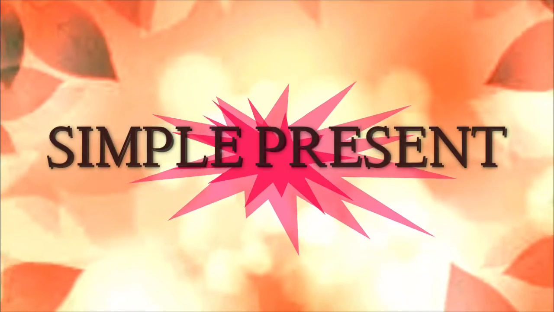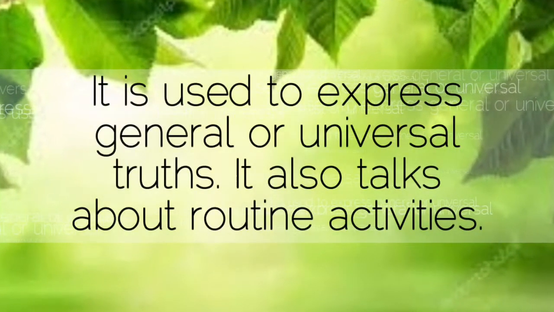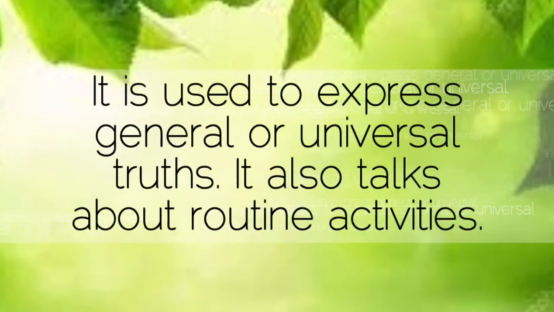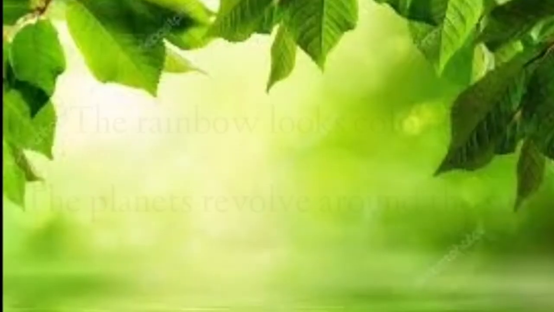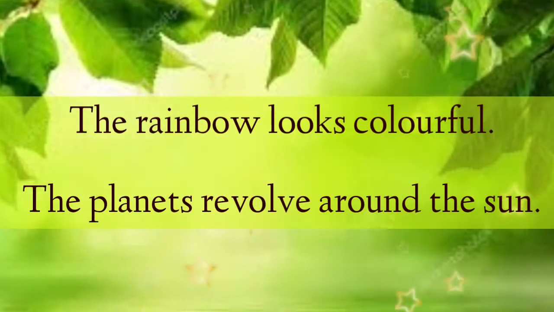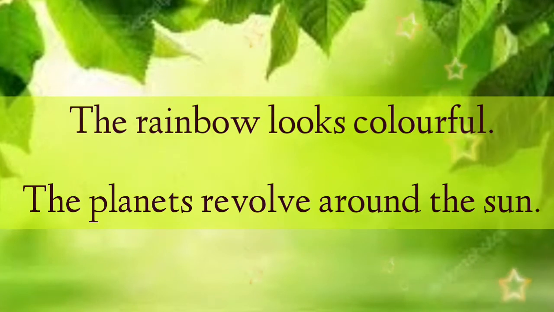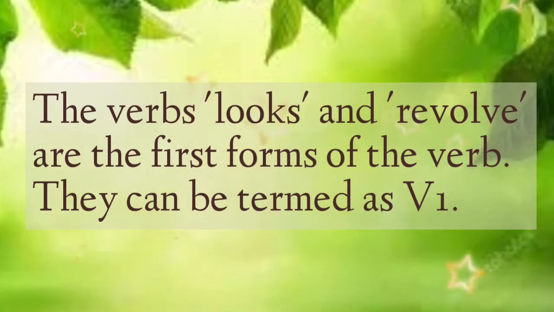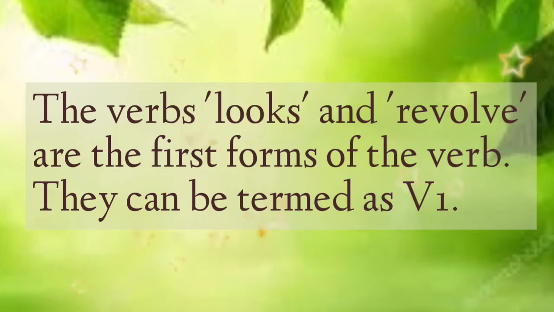Simple present. It is used to express general or universal truths. It also talks about routine activities. Examples: the rainbow looks colorful. The planets revolve around the sun. In these examples, the verbs looks and revolve are the first forms of the verb. They can be termed as V1.